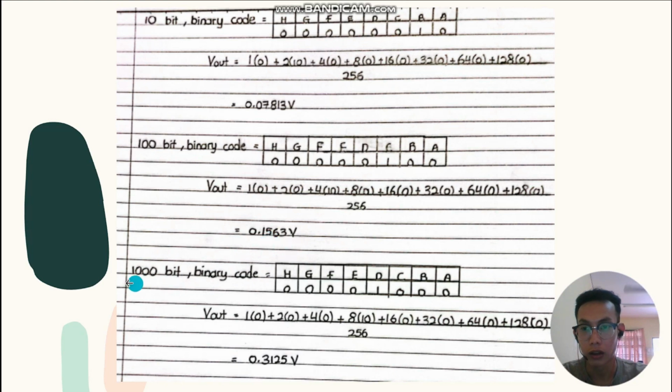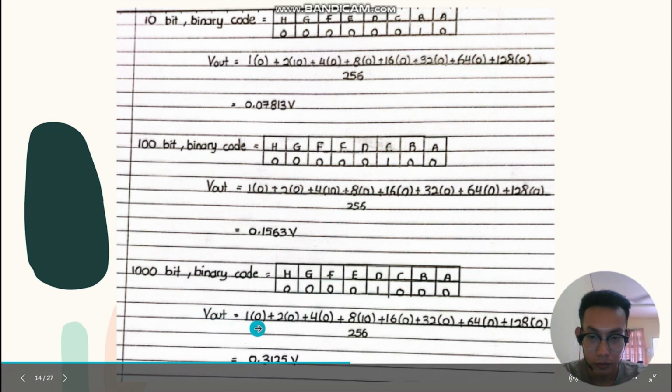0.1563 volt. For the 1000-bit binary code, HGFEDCBA, 00001000. Vout is equal to 1 times 0 plus 2 times 0 plus 4 times 0 plus 8 times 10 plus 16 times 0 plus 32 times 0 plus 64 times 0 plus 128 times 0.